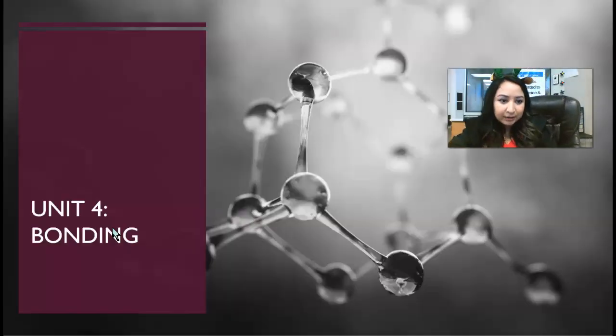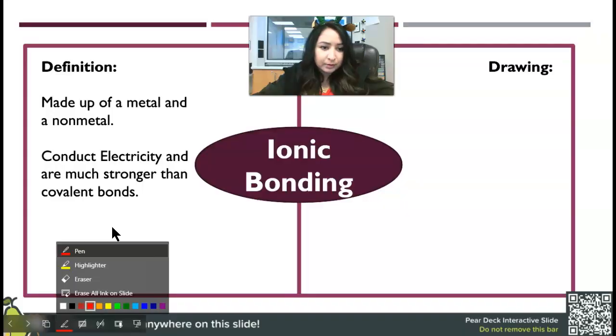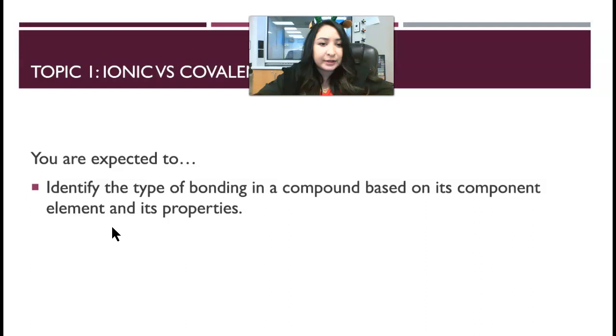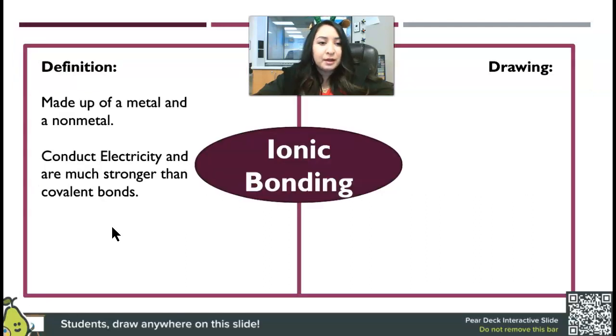All right, let's go ahead and move on to Unit 4, bonding. For Unit 4, bonding, we're going to talk about ionic versus covalent compounds, drawing Lewis diagrams, VSEPR theory, and polarity. So you can go ahead and pause the video so you can read what you are expected to do. And let's go ahead and look at ionic bonding.